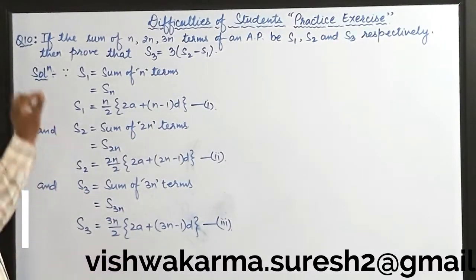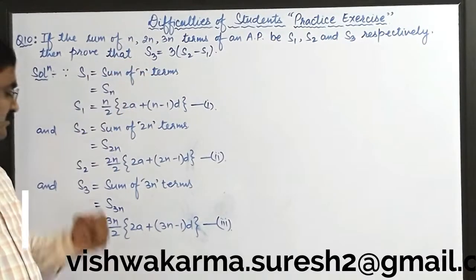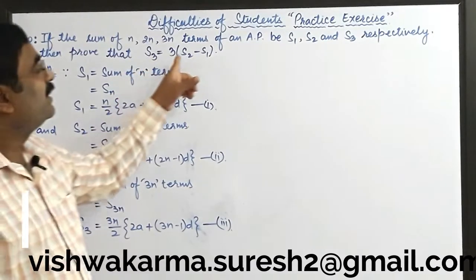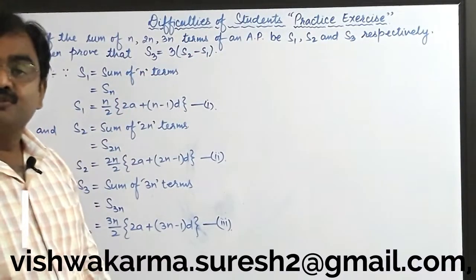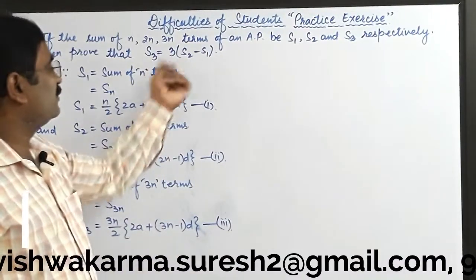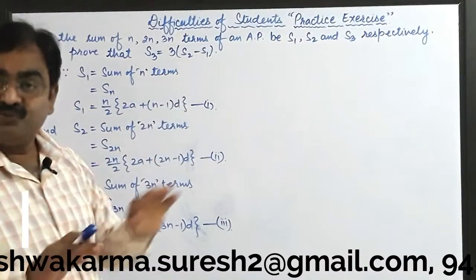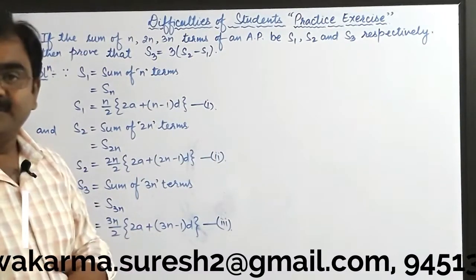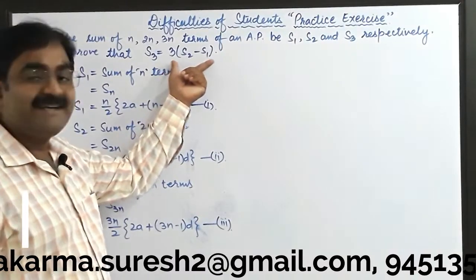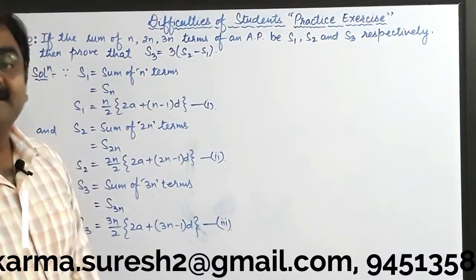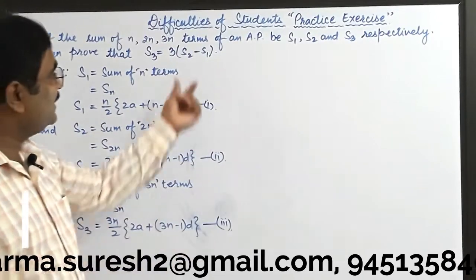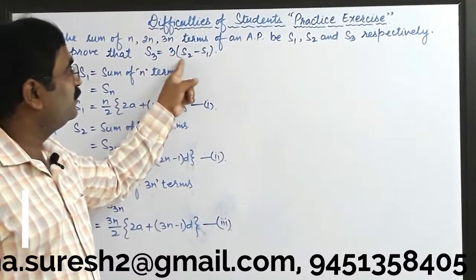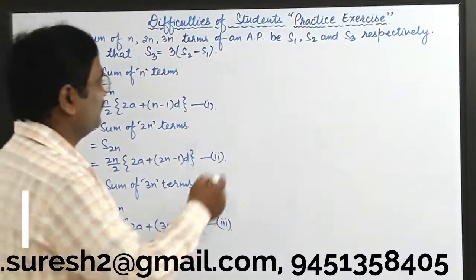Now the question is asking, prove that S3 is equal to 3 into S2 minus S1. To prove this, we have to solve. Just see, this equation has two sides, the left hand side as well as the right hand side. So what we are going to do is solve the right hand side, and let us see whether the left hand side comes or not. So we solve the right side, and the right side is given as 3 into S2 minus S1. So let us simplify it.